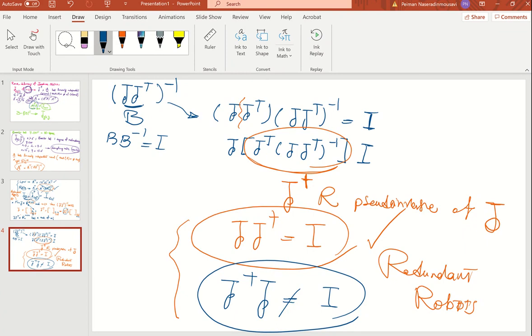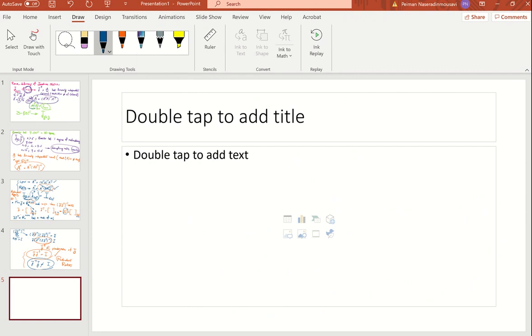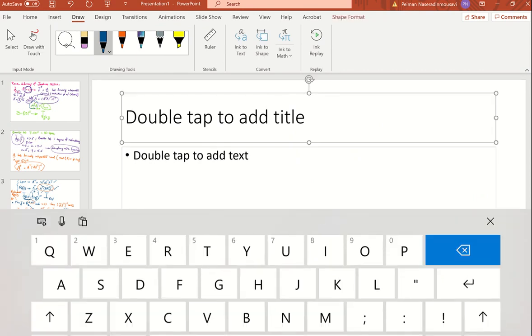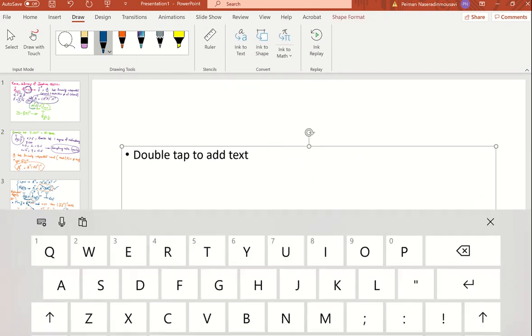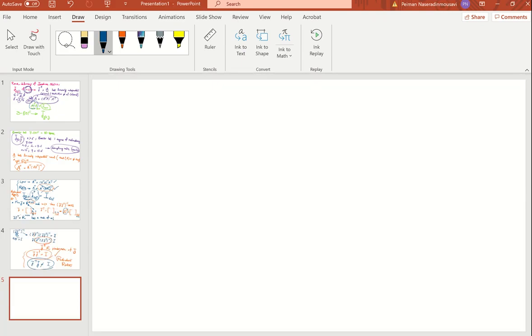That's it. Done with the basic concept of the pseudo inverse in robotics. But the next thing, which is not in the syllabus but I would like to review for you, is computer vision and deep learning.